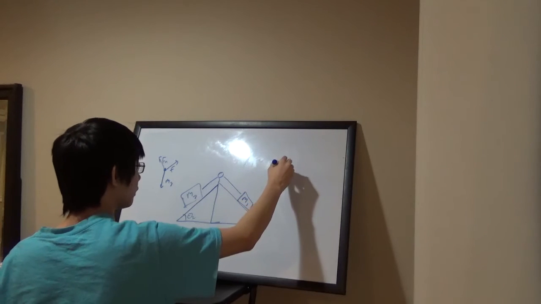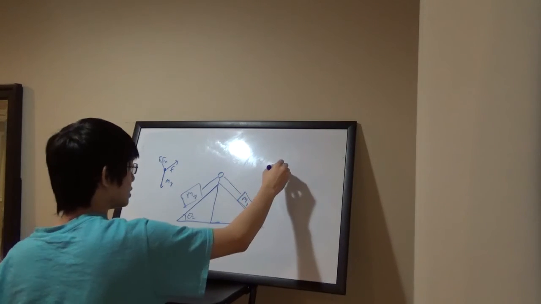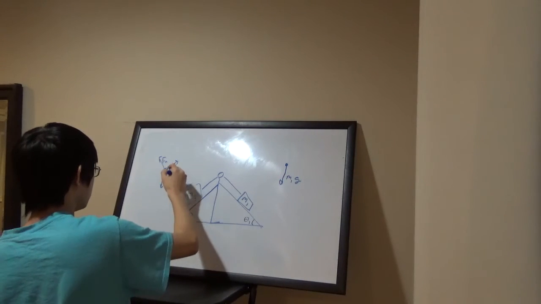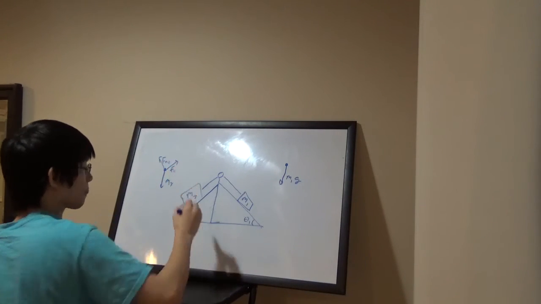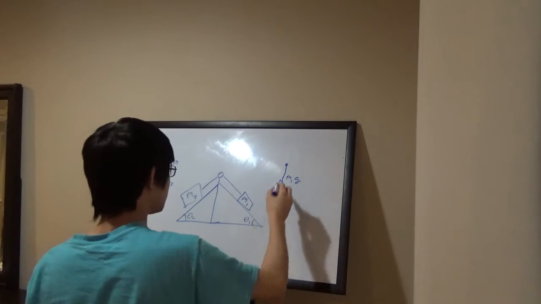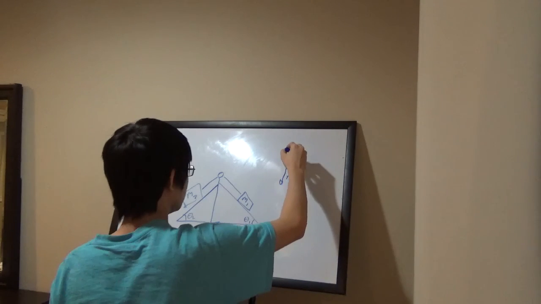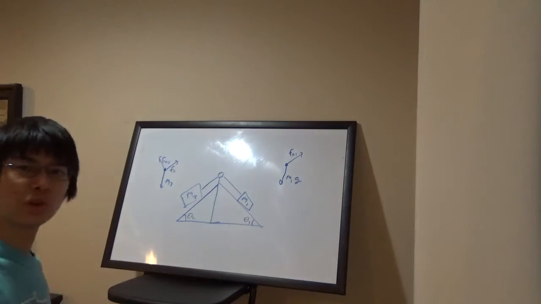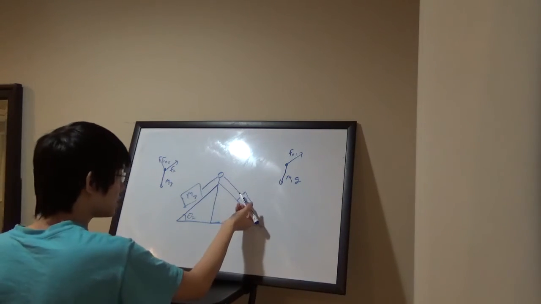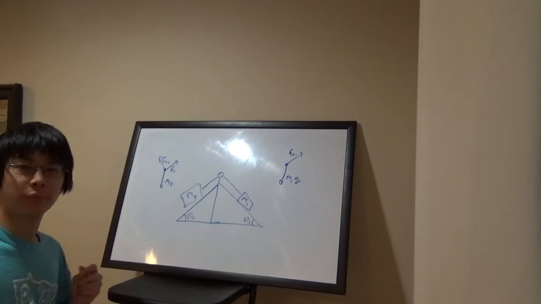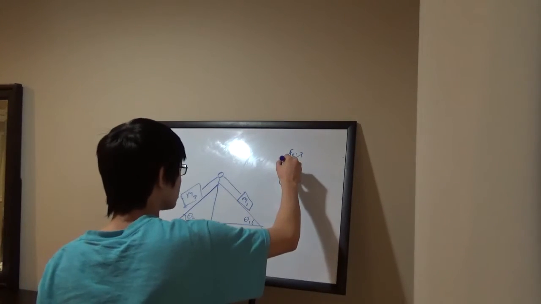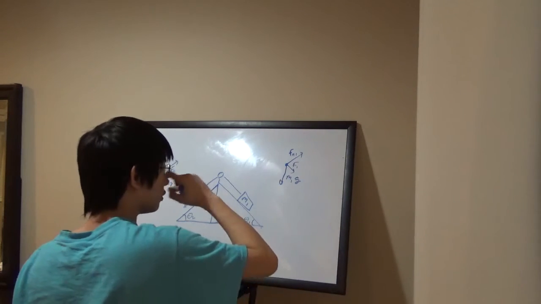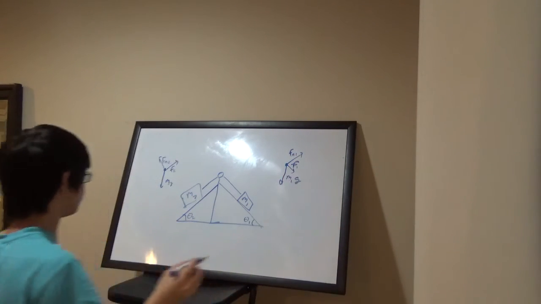What about M1? For M1, gravity pulls it down. What else do we have? Gravity pulls it down, the normal force pushes it this way, and then we have friction. Which way does friction act? The object is moving this way, so the friction has to oppose its motion. So friction is going to go in this direction: F1, or friction 1, small f.